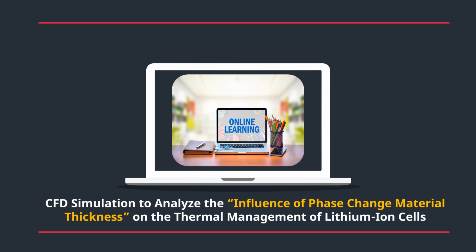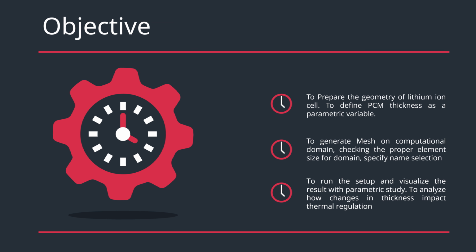Today we have a CFD simulation to analyze the influence of phase change material thickness on the thermal management of lithium-ion cells. The first objective is to prepare the geometry of the lithium-ion cell and define the PCM thickness as a parametric variable, because we'll be using different thicknesses of the PCM. What will be the effect of the thickness of the PCM with respect to parameters like the temperature of the cell, the temperature of the total system, and the liquid fraction? All this we will visualize with respect to the thickness.